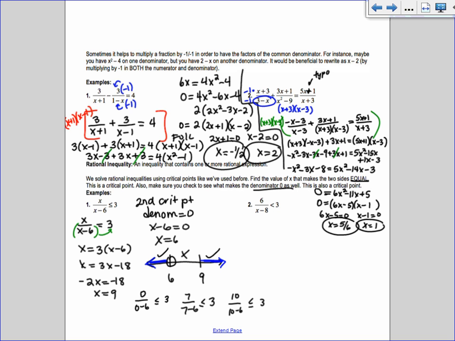But what about 9? What happens when you plug 9 in? You get 3 is less than or equal to 3, which is true. It is less than or equal to 3. So that's the one that made it equal, so that's included. The one that made it undefined is never included. So your interval notation would be negative infinity to 6, parentheses, union, bracket, 9 to infinity. And that's it.